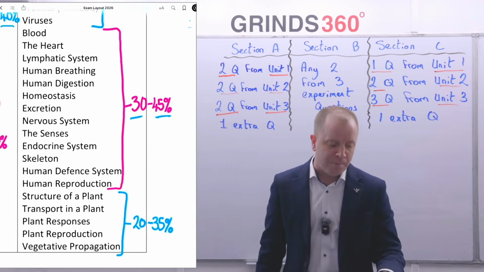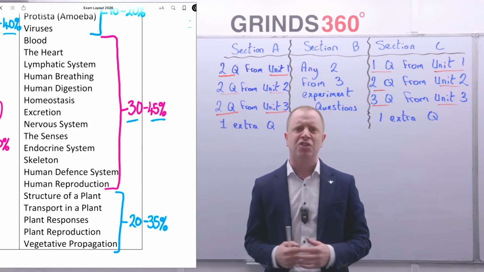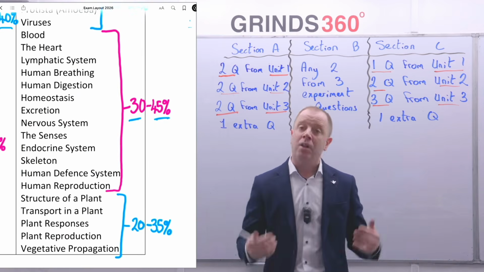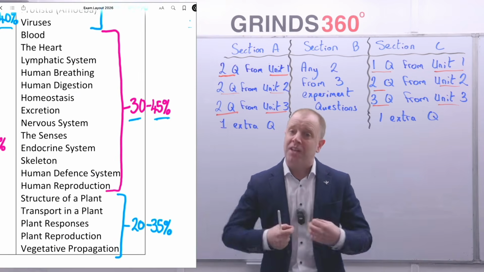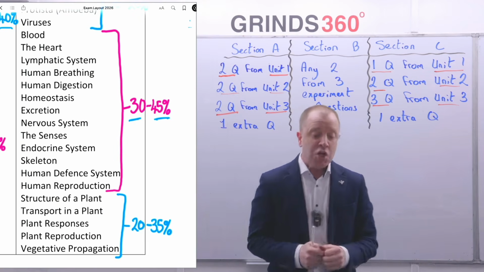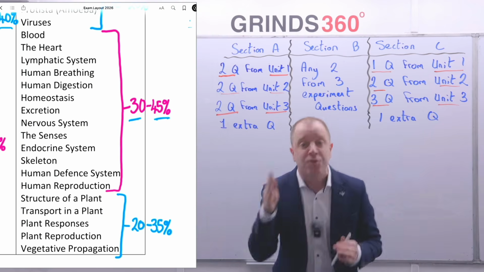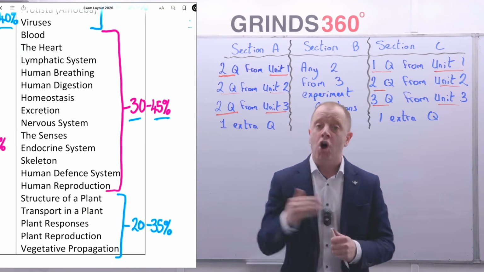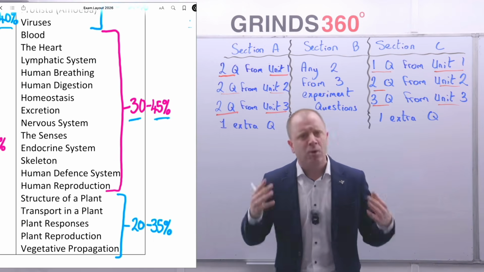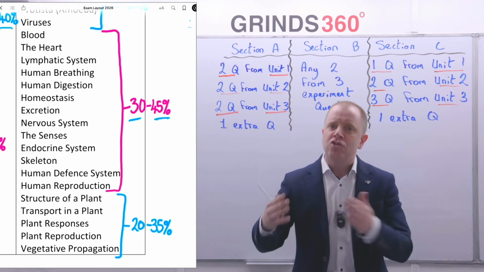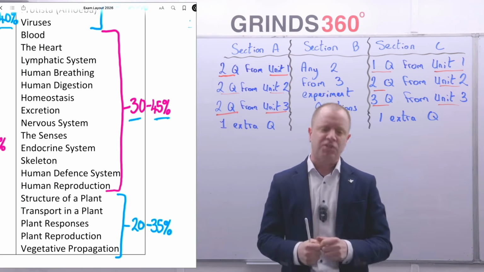So what about human biology? Human biology is a big section in Unit 3. You see it there? From blood down to human reproduction. Over the last number of years, with the current layout of the paper that's the same as yours, human biology has been worth 30 to 45% of your paper if you decide to do the questions on human biology. It's a big old section, but if it's worth over 40% of your paper, it's good to know, so that gives you real initiative to go and study this.